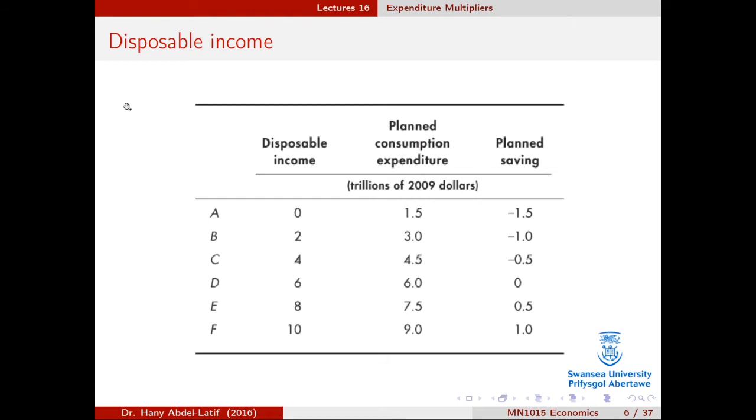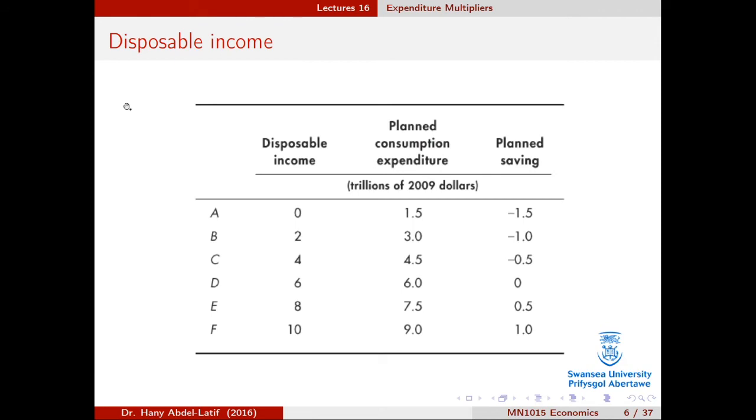So when disposable income increases from 0 to 2, moving from point A to point B, what we notice here is that the consumption expenditure will increase and saving will increase.